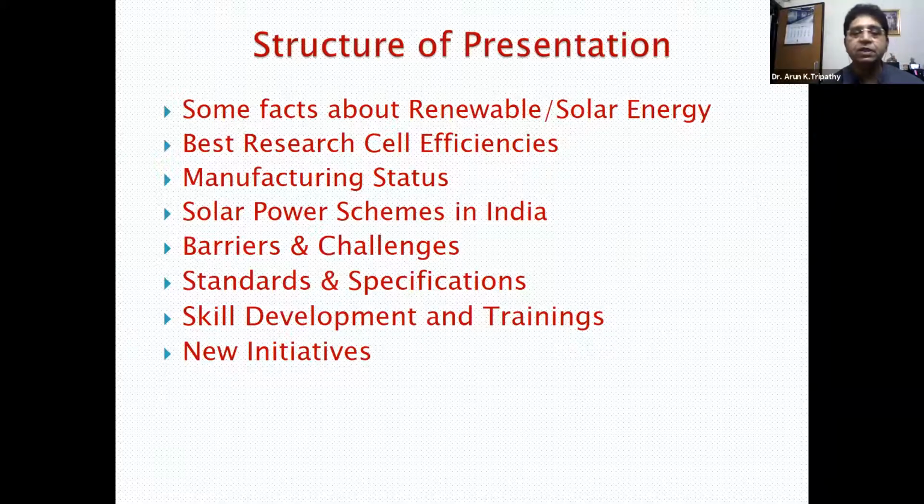Then manufacturing status, which is one of the very important issues. Then power schemes in India, how the solar power has reached a level which is more than even hydropower, which used to be the main power supplier in the country. Some barriers, standards, skill development, and so on. Few new initiatives which I have especially brought, they have relevant applications like solar cold storage, solar dryers, solar chillers, and so on for the agriculture.